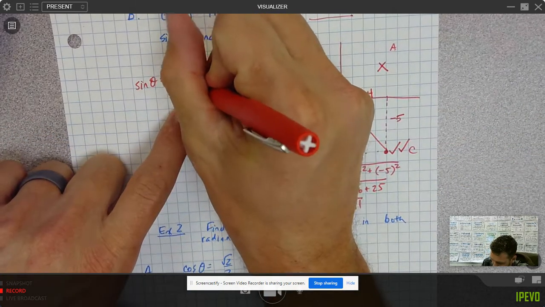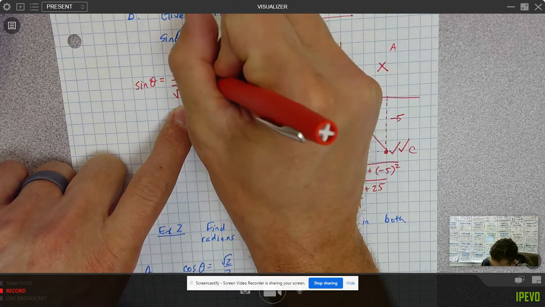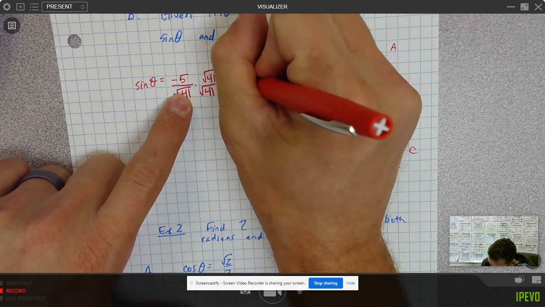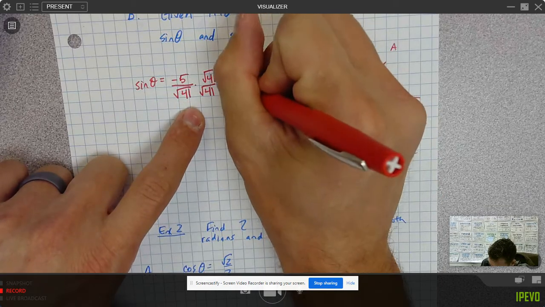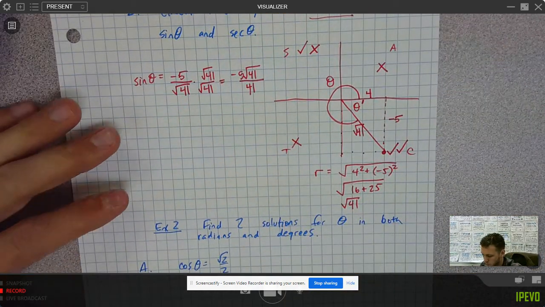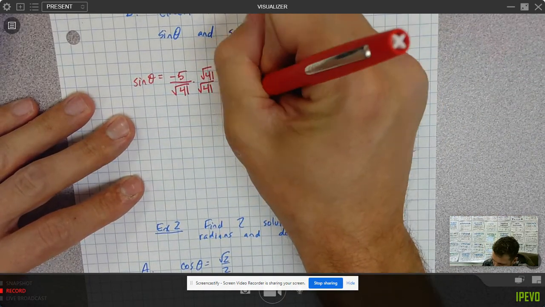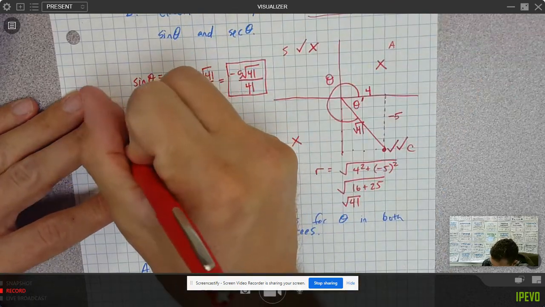All right, and so this is sine of theta. And secant of theta is equal to 1 over cosine of theta. And cosine of theta, right?